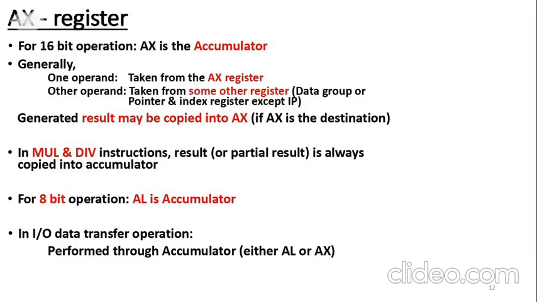Multiply divide instruction, either partial result or the complete result will be copied to accumulator. For 8-bit operation, AL is accumulator, not AH. And in case of IO data transfer, it will always be through accumulator. So this is all about the AX register here.